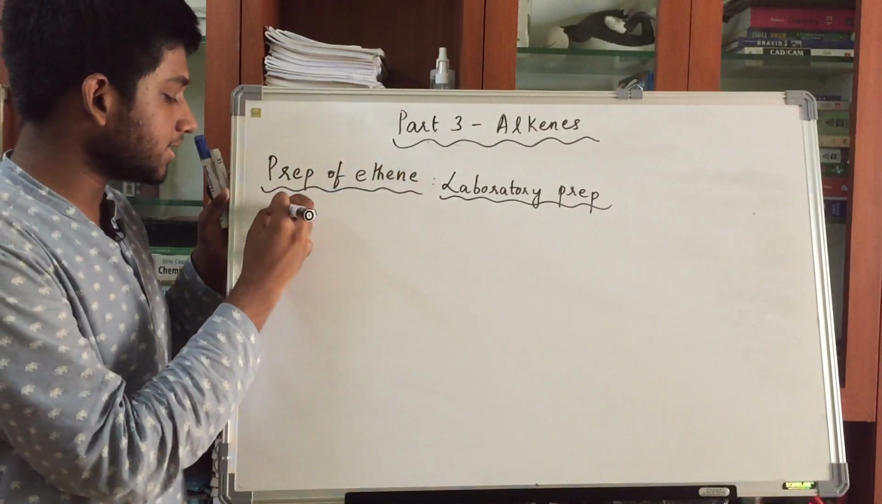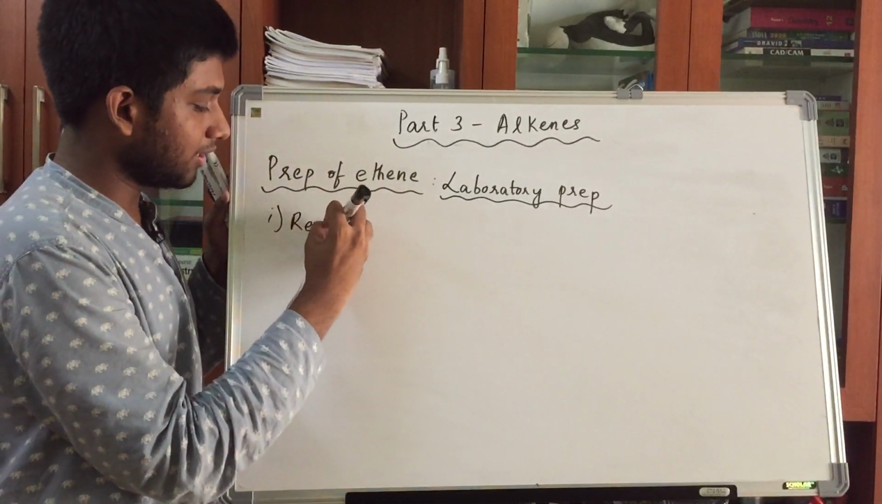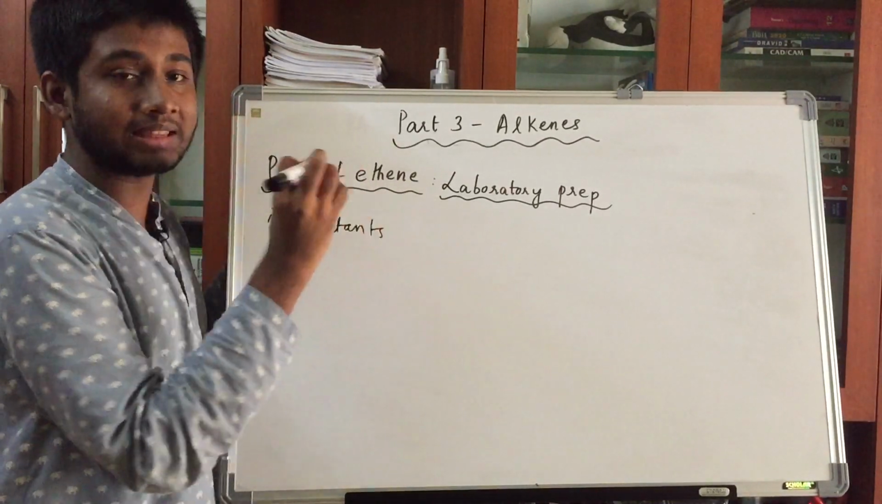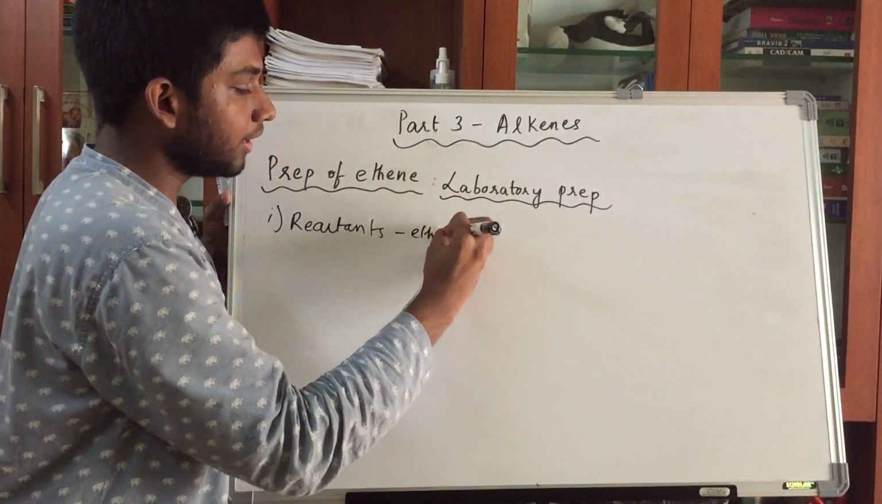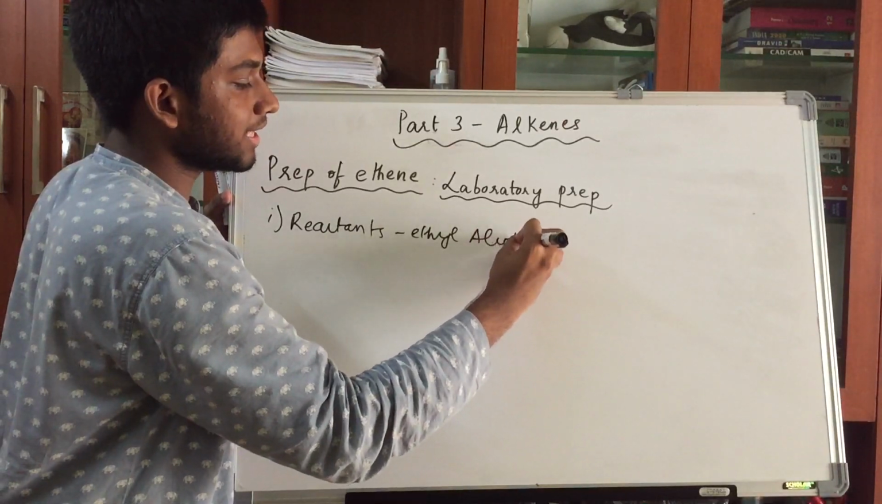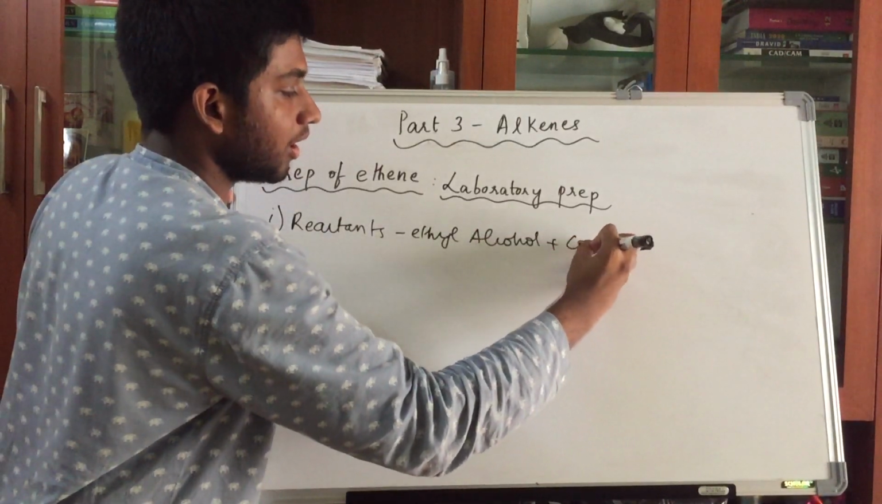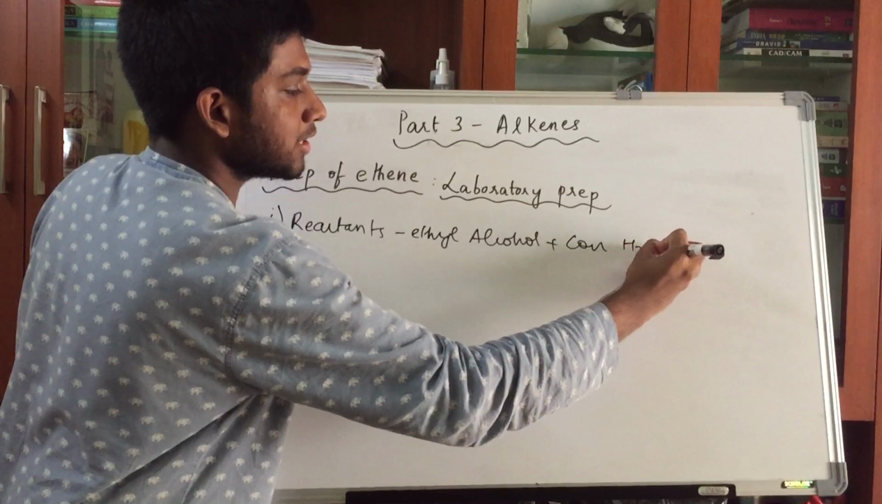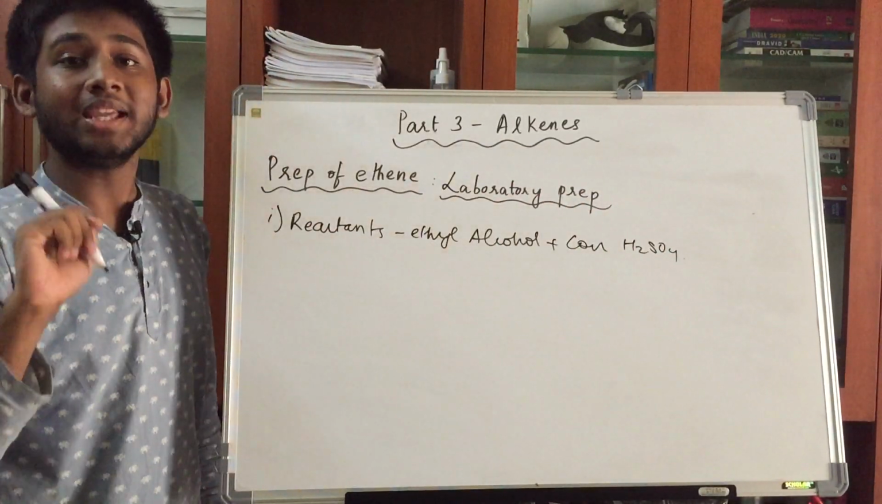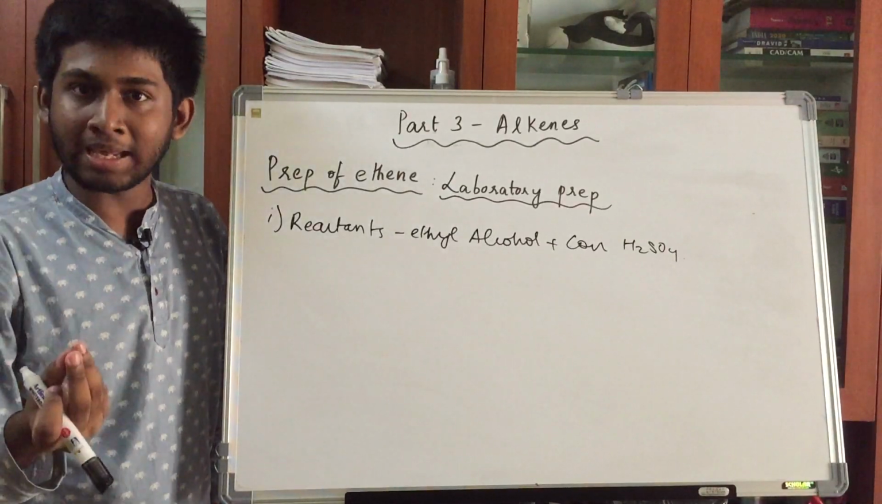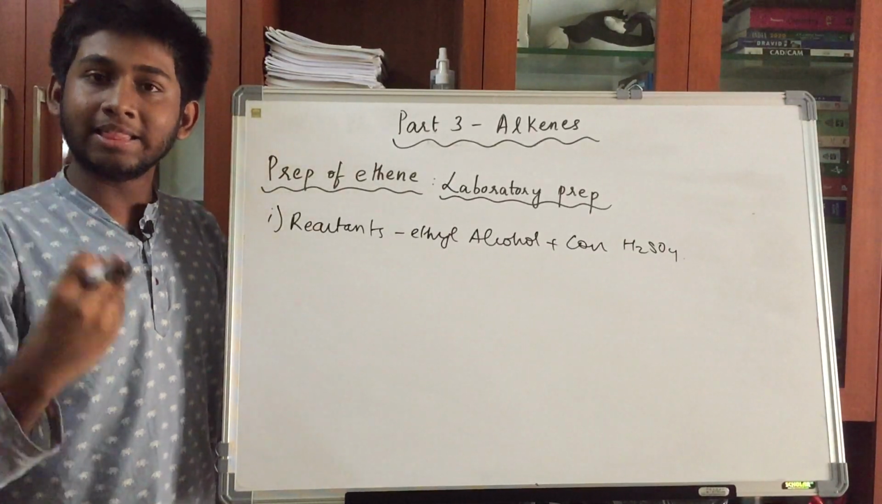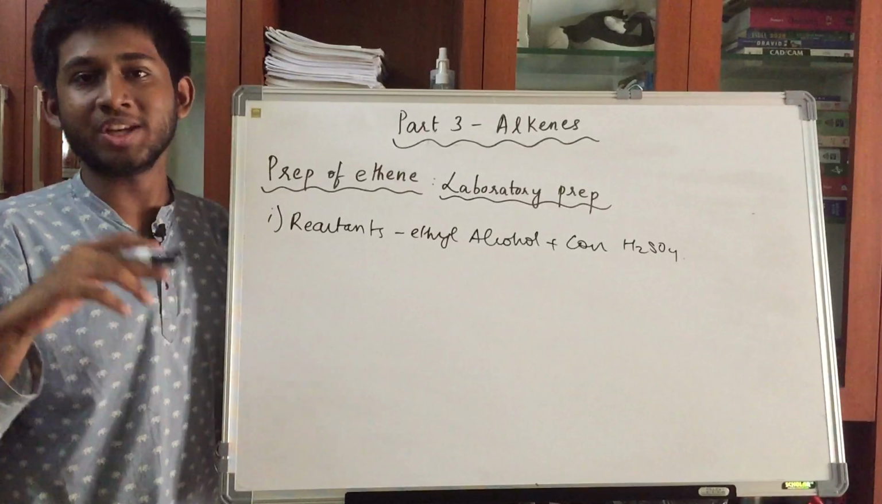The first thing is nothing but your reactants. The reactants to prepare ethene, which is the first member of alkene, will be ethyl alcohol plus concentrated H2SO4. But in the case of methane, what did we choose? We chose CH3COONa for preparing methane, and then we took soda lime, which is NaOH and CaO.